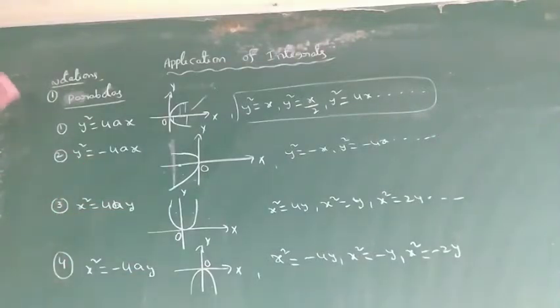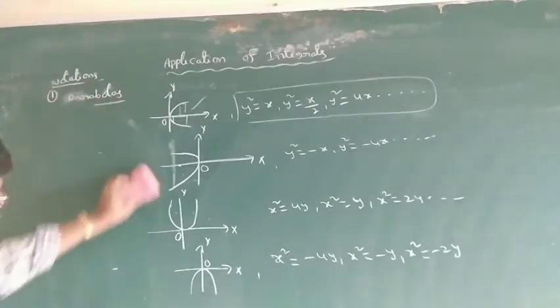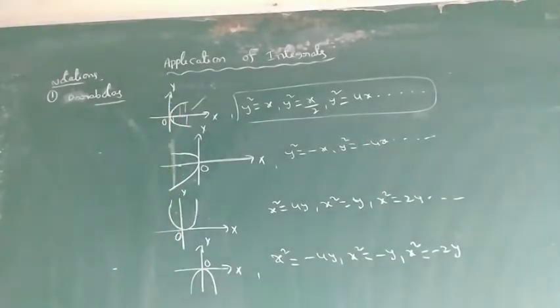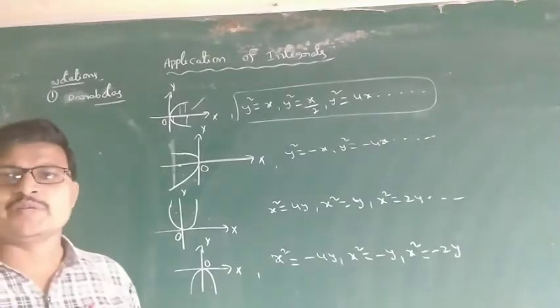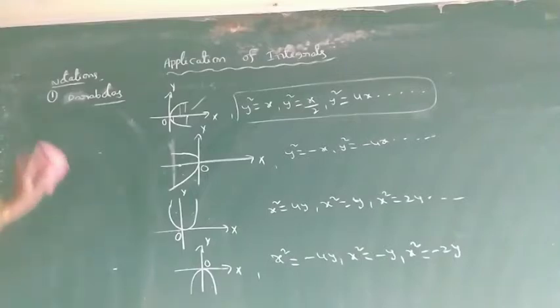Next one, parabola, another types. This is vertex 0, 0. Vertex 0, 0. Focus a, 0. In first year conic section, you will see all of it: parabola, ellipse, hyperbola, circle, all concepts are there.